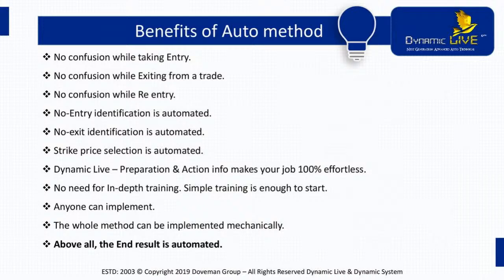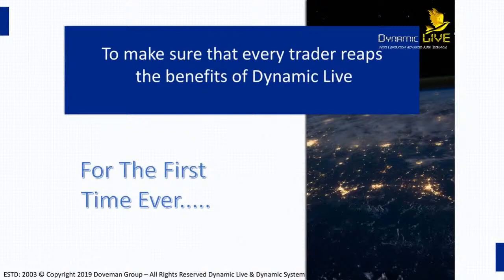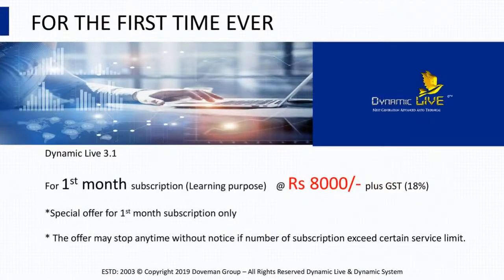But today, to make sure all of you can first get your hands on this Dynamic Live to understand its true benefits, to make sure that every trader can reap the benefit of this Dynamic Live intelligence, for the first time ever in the last 12 years, the management at Domain Group has come up with a very big special offer. What is the offer? Let's see. Today, you can get this Dynamic Live by investing just 8,000 rupees plus GST for 1 month.